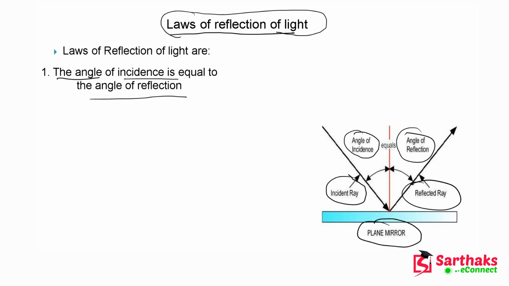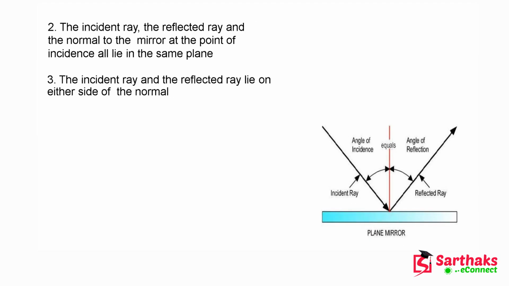Whenever reflection takes place, what will happen? The angle of incidence, what is the angle of incidence? It is the angle made by the normal and the incident ray. So the angle of incidence will always be equal to the angle of reflection. Okay, now let's move on to the next slide.